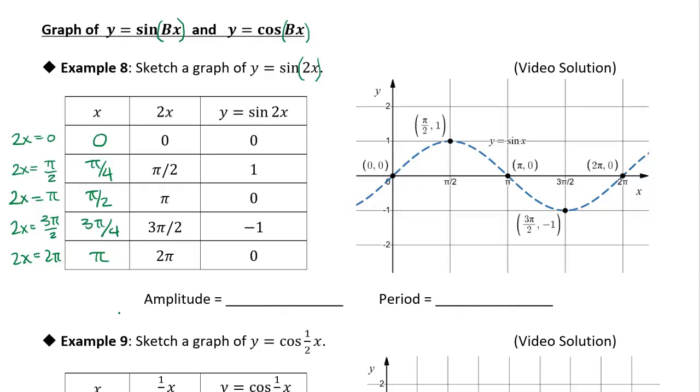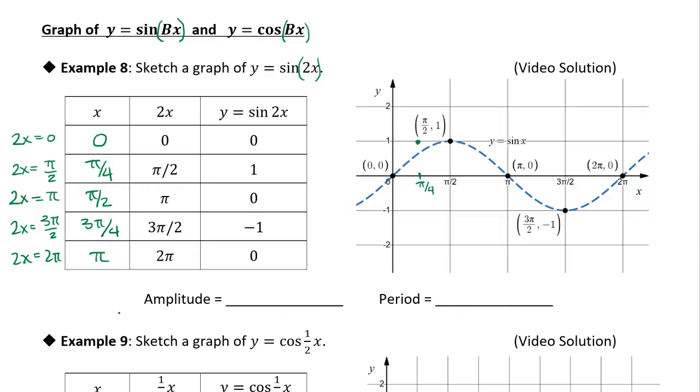Okay, so now we have a bunch of coordinate pairs we can plot. When x is 0, we get 0. Now when x is pi over 4, okay, now pi over 4 is halfway between, it's right in the middle there. Let me mark it kind of in the middle. This is pi over 4. Okay, now, so when x is pi over 4, then 2x will be pi over 2, and the sine of pi over 2 is 1, so I'm going to get that point right there.